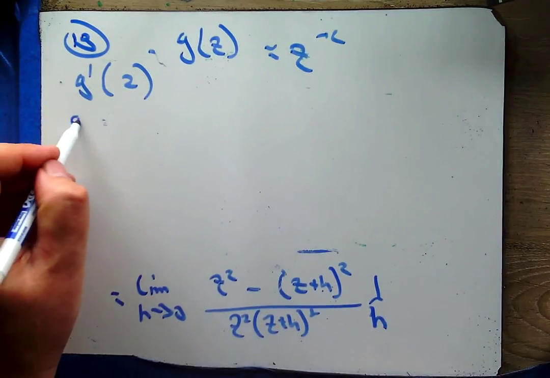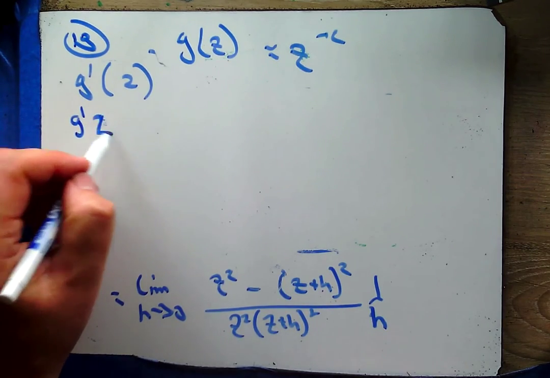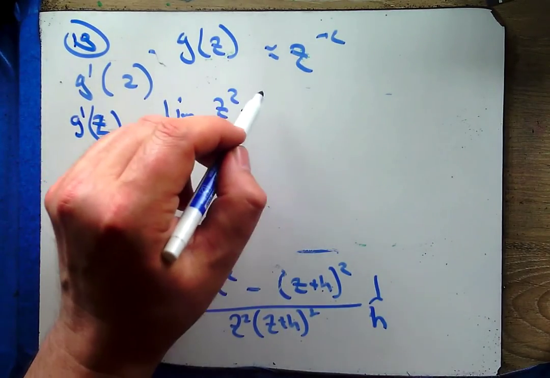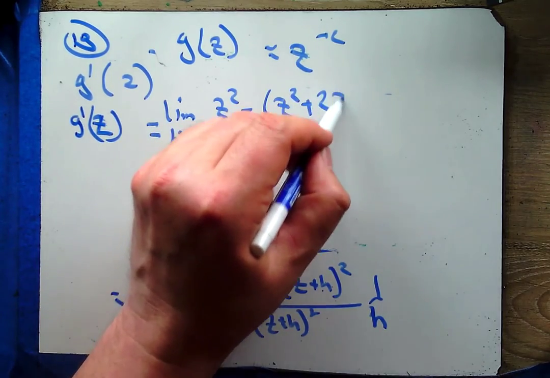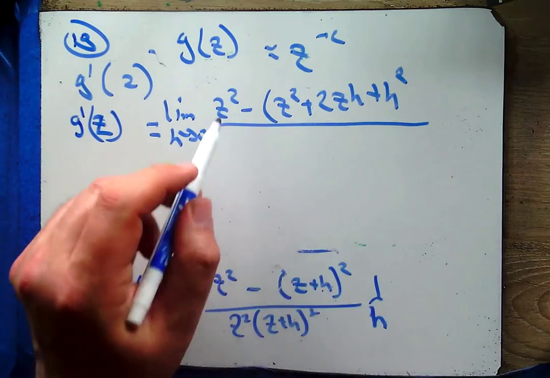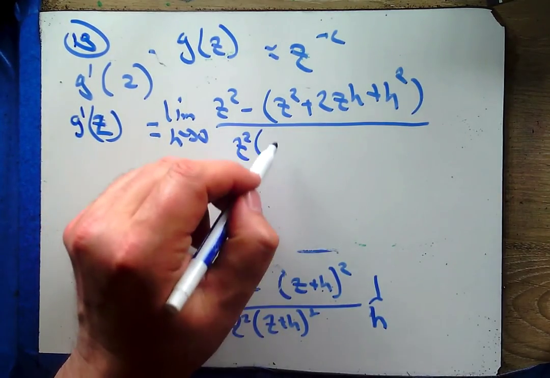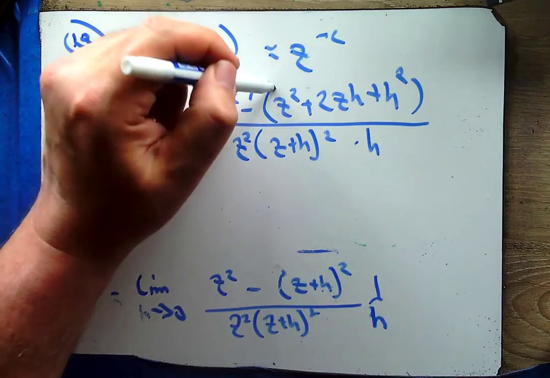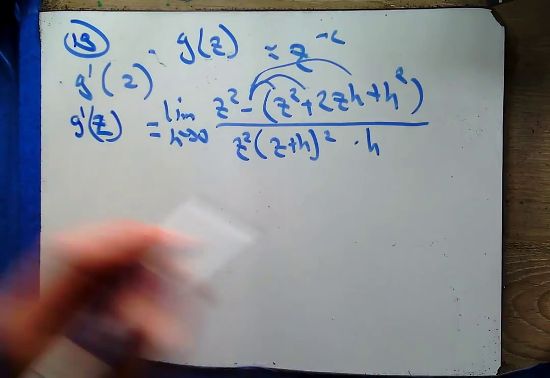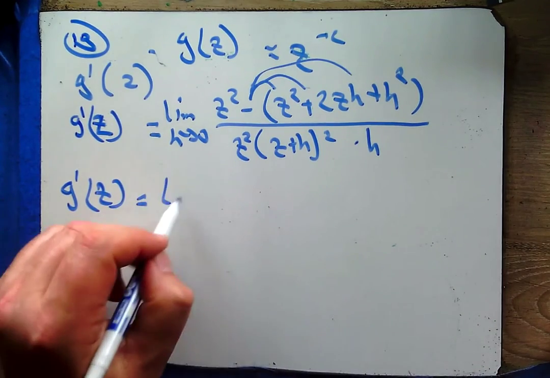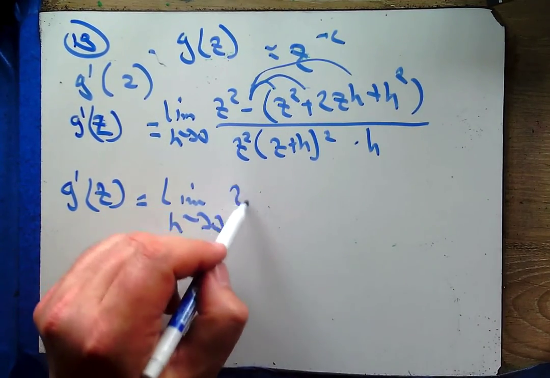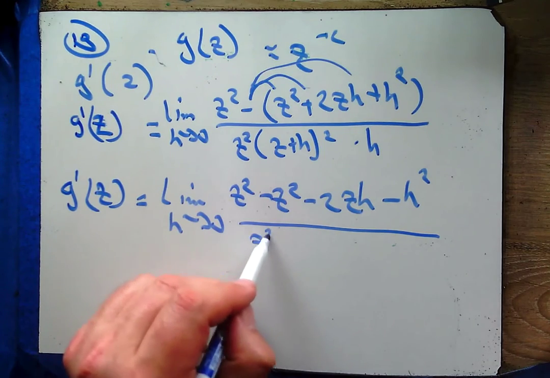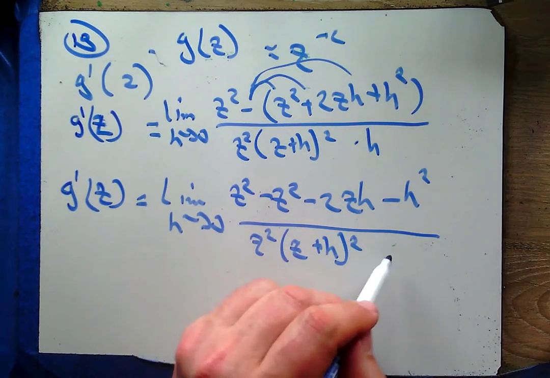So now we're going to have g prime of z equals the limit as h heads to 0, z squared minus z squared plus 2zh plus h squared over z squared times z plus h squared times h. Okay, don't forget to distribute this to each of those. So your next step is going to be g prime of z equals the limit as h heads to 0, z squared minus z squared minus 2zh minus h squared over z squared times z plus h squared times h.